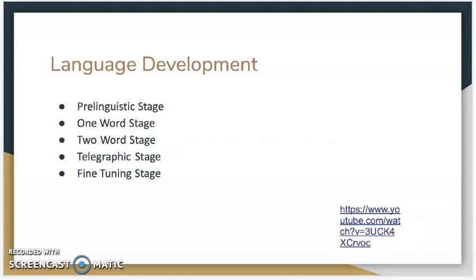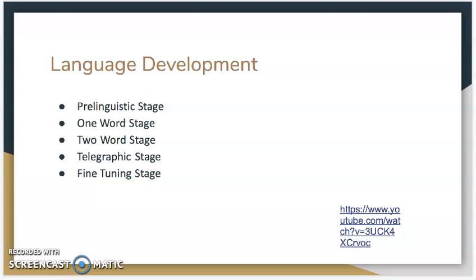Language development. The first stage of first language development is the pre-linguistic stage. This is the period of time when children say meaningless words or sounds like goo goo gaga, or when they babble and make bubbles with their mouth. I like to think of this time as the babbling stage.